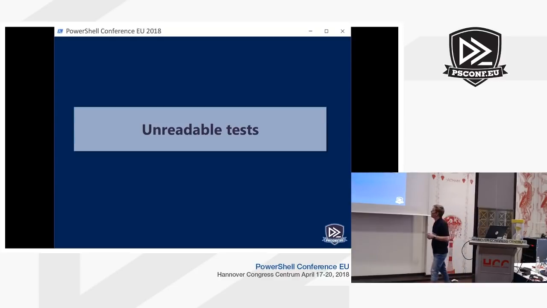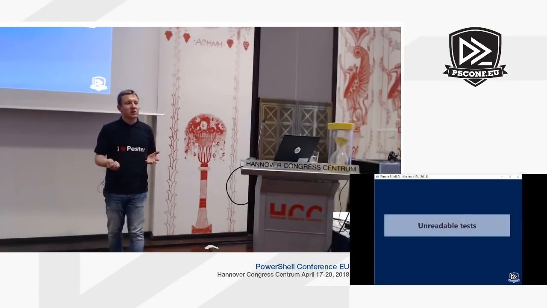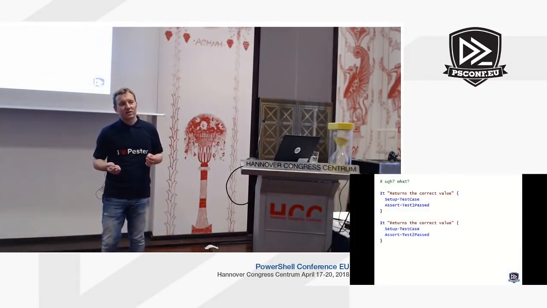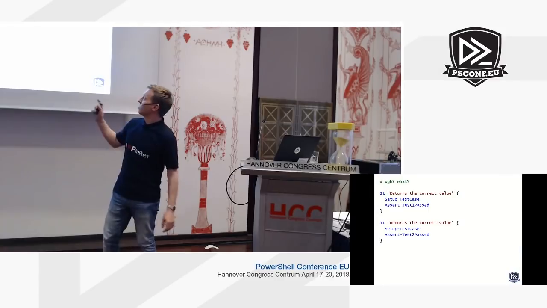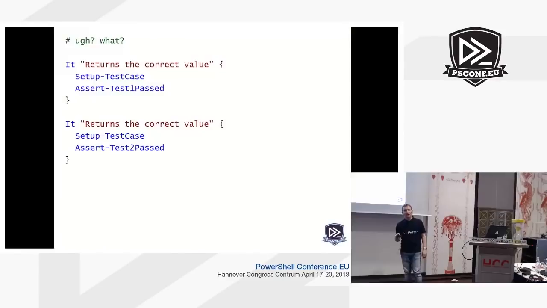Another one: unreadable tests. When I joined one of my first projects, when I started being a developer, I inherited a code base that had tests written in C# that looked like this. There were like 3,000 of them, I think. Really good code coverage, but nobody knew what the software does.